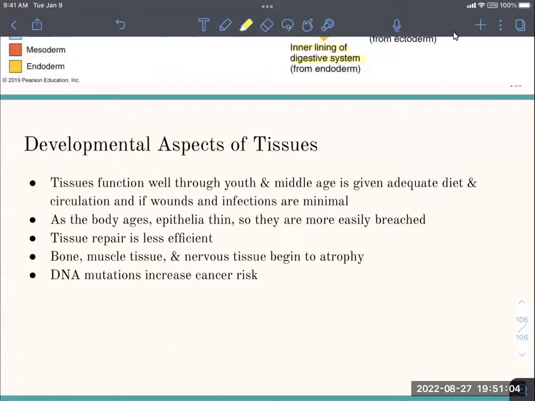Your tissues don't repair as well. Our bone, muscle, and nervous tissue actually begin to atrophy. They start to break down. DNA can start to mutate. We've talked about DNA mutations a couple times now, which significantly increase our risk of cancer.